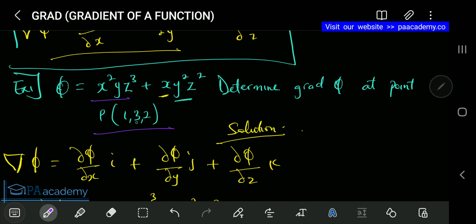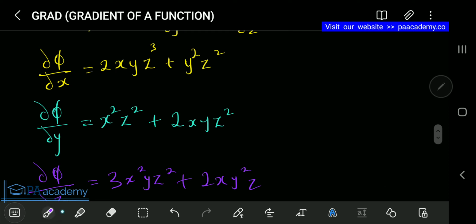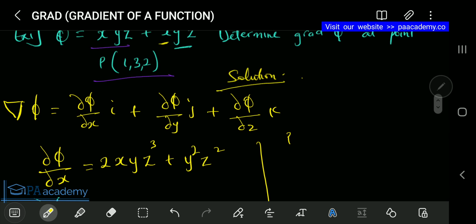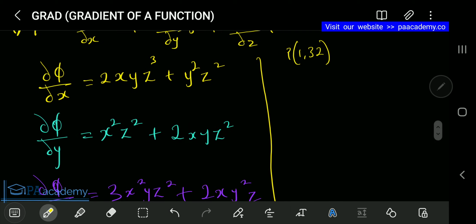Now, the next thing we have to do, since the question says at point P, where P is (1, 3, 2). So now let me just do this on the side here. We are told that P is (1, 3, 2). Are we good? So what this means is that our x is equal to 1, our y is equal to 3, and our z is equal to 2. Are we good? So what we are going to do is put in the values of x, y, and z into what we are having here. Are we good? So now let's start with this.